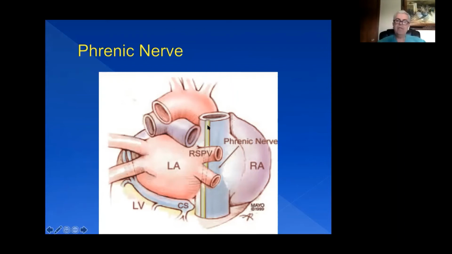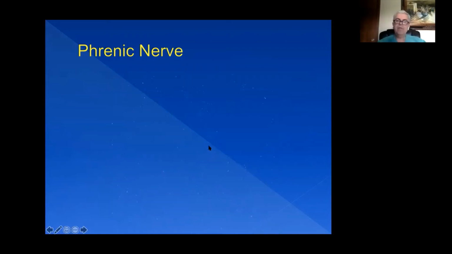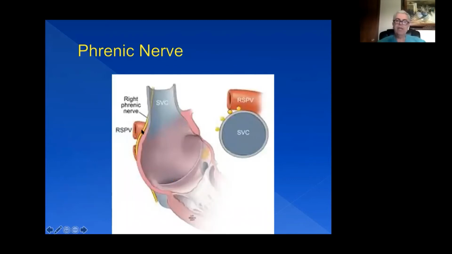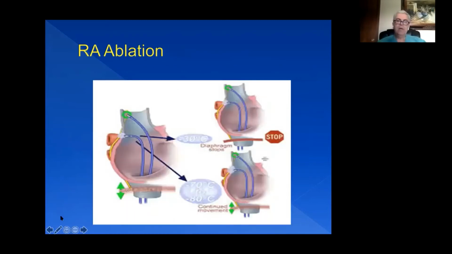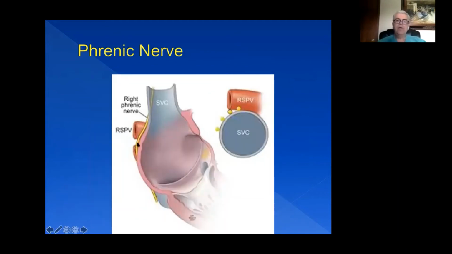To the SVC, then it turns around in between the right superior pulmonary vein and the SVC along the lateral wall of the right atrium. So it's important when we are ablating in the right superior pulmonary vein, especially when we do cryoablation.